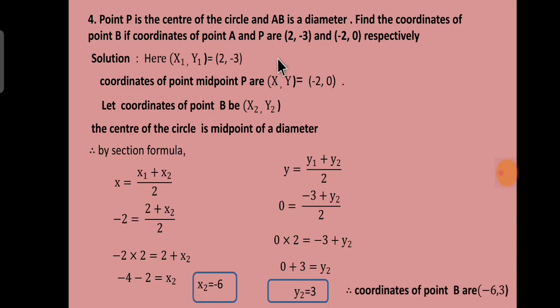या ठिकाणी जो AB डायमीटर आहे या A चे कोऑर्डिनेट आपल्याला दिलेले होते आणि AB चा मिड पॉइंट जो आहे P चे कोऑर्डिनेट दिलेले होते आणि we have to find out. या ठिकाणी आपण ह्या B चे कोऑर्डिनेट फाइंड आउट केलेले आहेत. कोऑर्डिनेट्स ऑफ पॉइंट B are -6, 3.